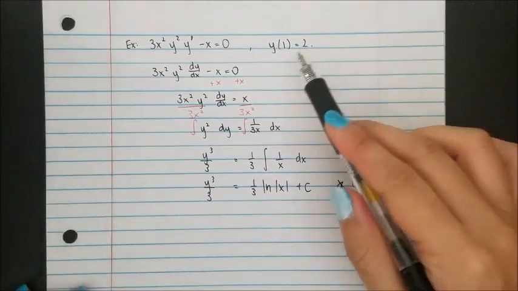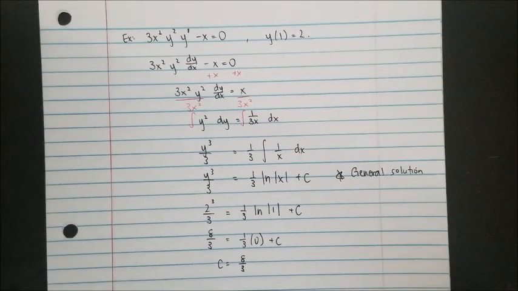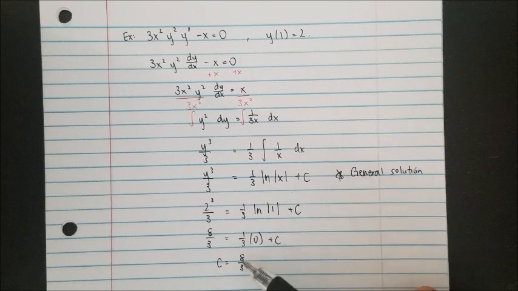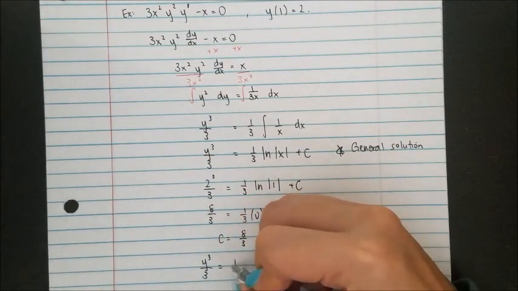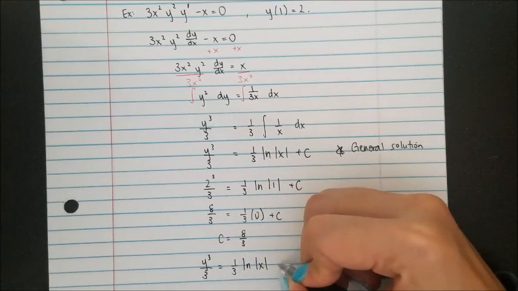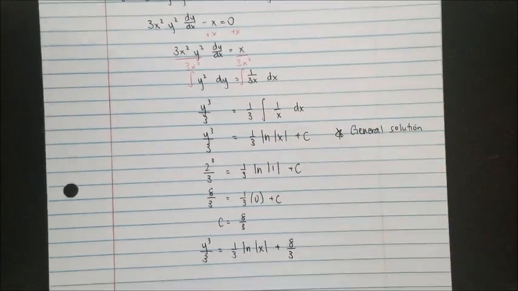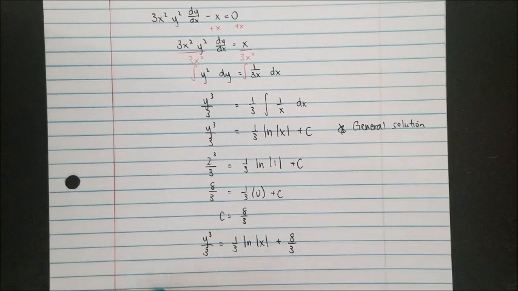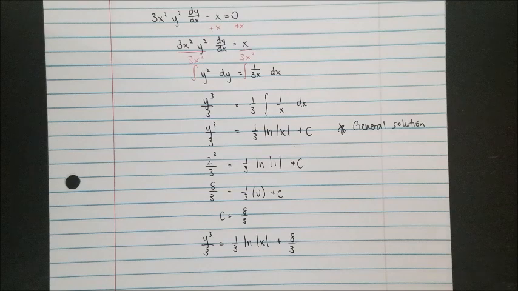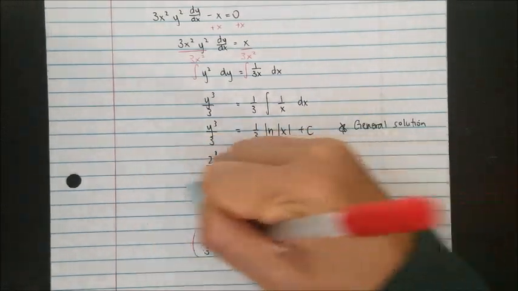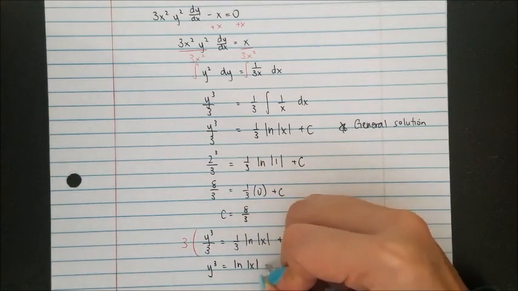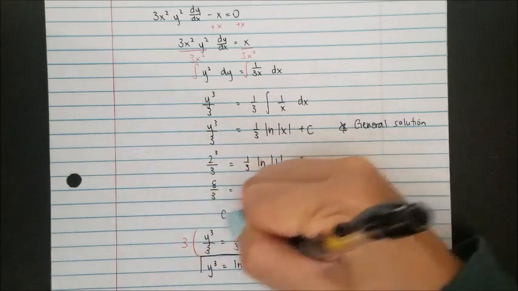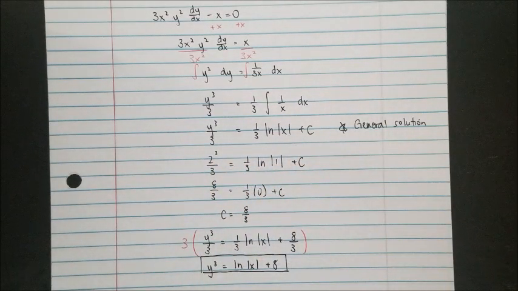So at this point, we're going to plug in x equals 1, y equals 2. After plugging everything in, I got c equals 8 over 3, so we can plug that back into our general solution again. And then, again, just trying to make it look nicer, I've got fractions on everything, so let's multiply everything by 3, and that'll get rid of any fractions. And there's my particular solution.